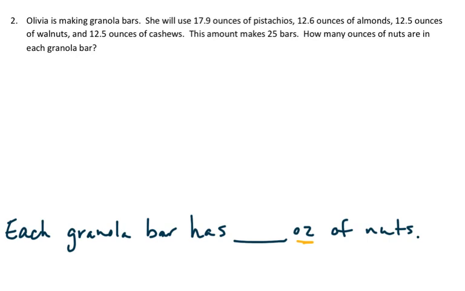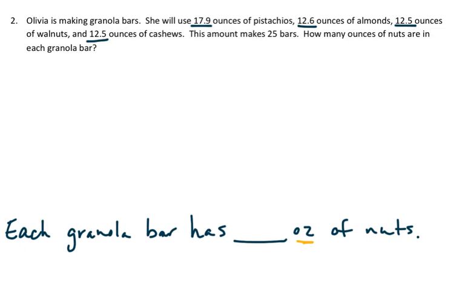So one thing I thought was pretty tricky is that the students need to know that pistachios, almonds, walnuts, and cashews, those are all types of nuts. So let's make sure that they know that. So we'll start by saying that. Okay, so let's look at our numbers here. We have 17.9 ounces of pistachios, 12.6 ounces of almonds, 12.5 ounces of walnuts, and 12.5 ounces of cashews.